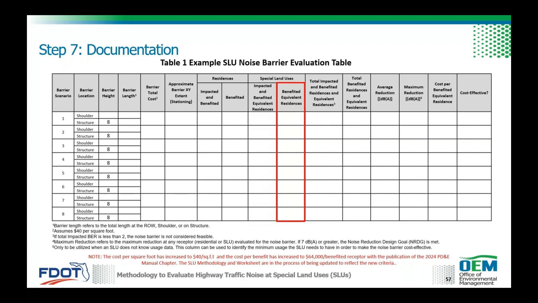the total special land use benefited equivalent residences, the total impacted and benefited residences and equivalent residences, the total benefited residences and equivalent residences, the average decibel reduction, the maximum decibel reduction, which is to identify if the noise reduction design goal has been met, the cost per benefited equivalent residence, and finally, the decision on whether it is possible for the special land use to meet the required minimum person hours.